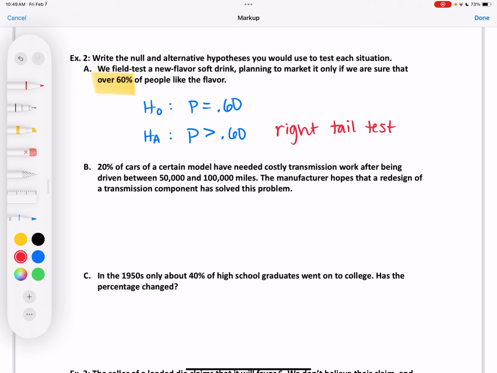All right, let's see the next one. 20% of cars of a certain model have needed costly transmission work after being driven between 50,000 and 100,000 miles. The manufacturer hopes that a redesign of a transmission component has solved this problem. So, what is our null here? 20? Yep. Now, this one I will say the wording of it's a little bit more difficult, but this tells us that the manufacturer hopes that a redesign of the transmission component has solved the problem.